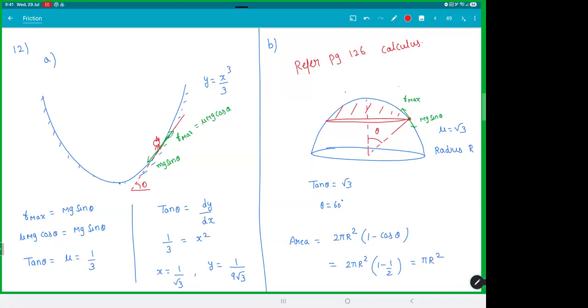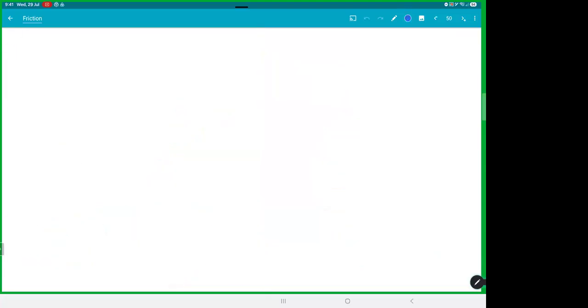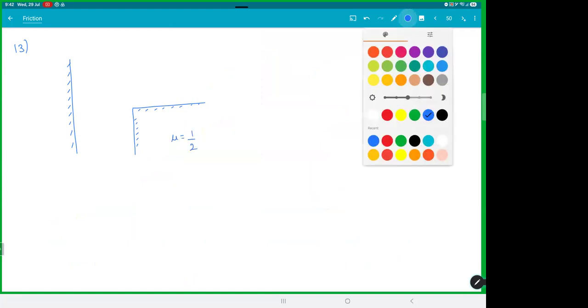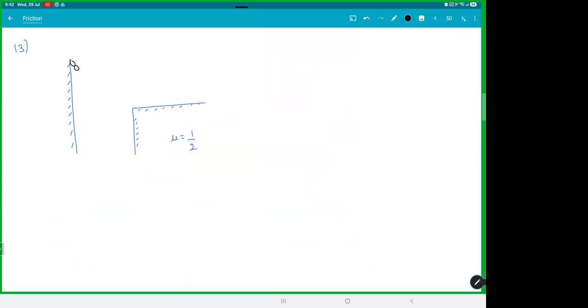Yeah, let's go ahead. Let's see one more. Cams on, everyone. You've got a wall here. You've got a floor here. Mu is equal to half. We have a chain here which is hanging. It's like this.